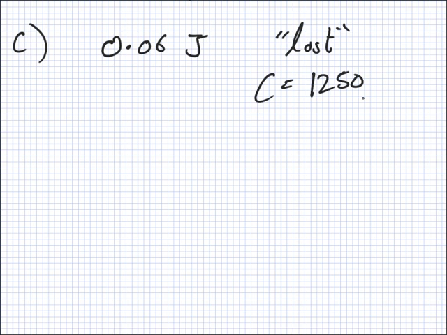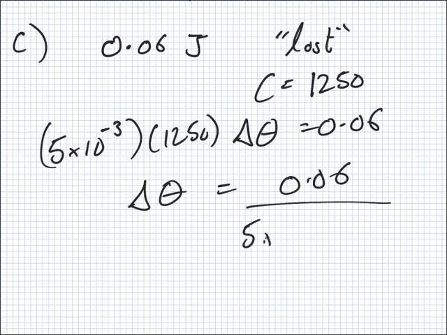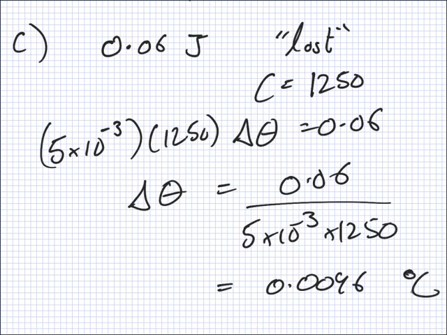So they want the change in temperature. You have m, is it 10 to the minus 3? Yeah, m c delta theta equals 0.06. So the extra increase in temperature will be 0.06 over 5 times 10 to the minus 3 times 1250. What's that number, Matt, when you're ready? 0.0096. 0.0096 Celsius warmer. And Siba, what's the answer in the marking scheme?